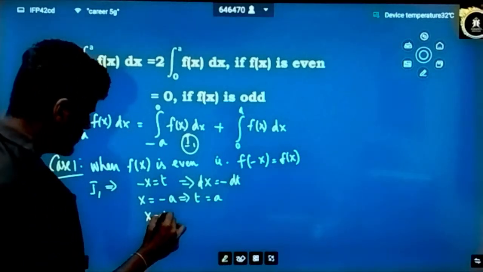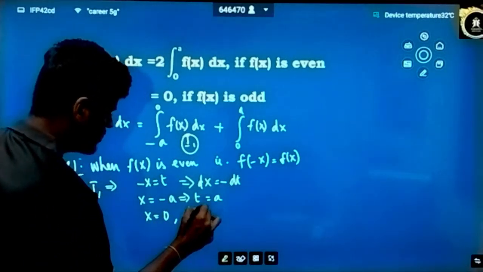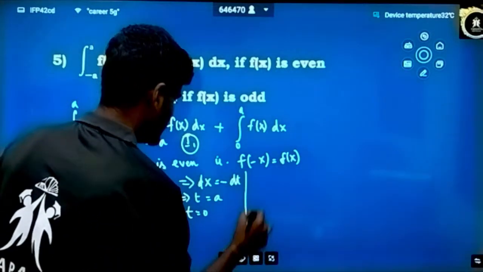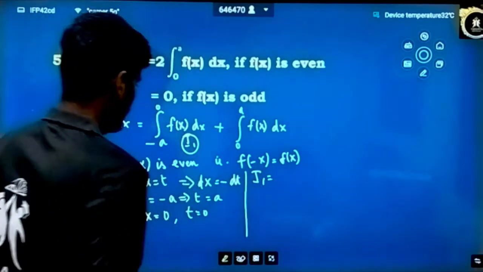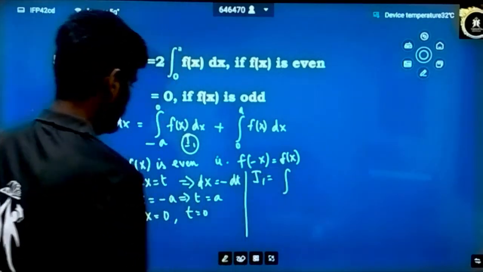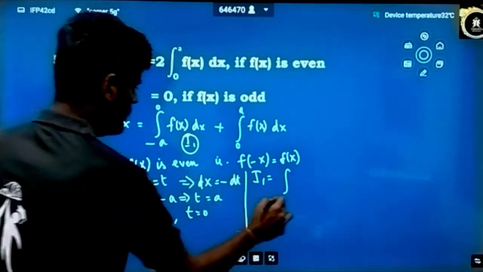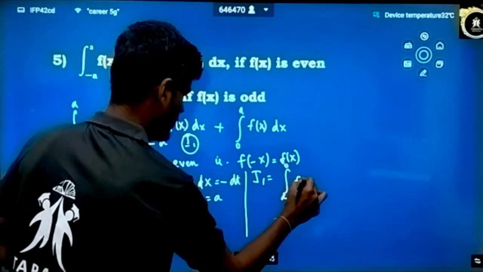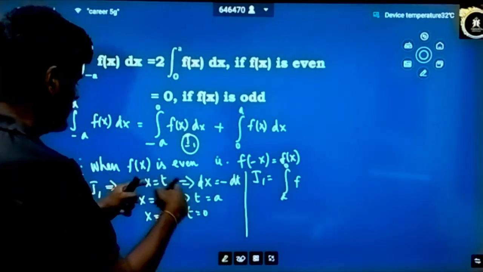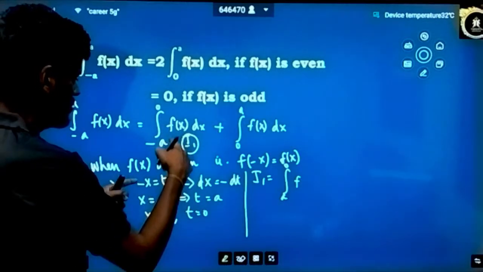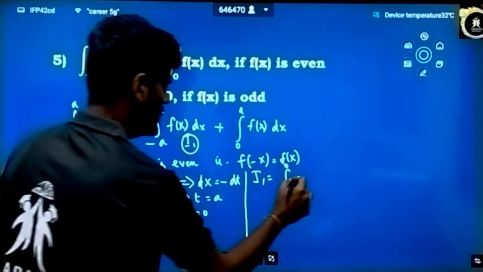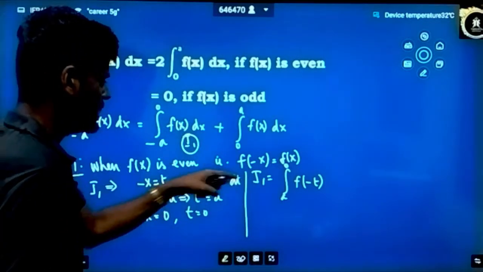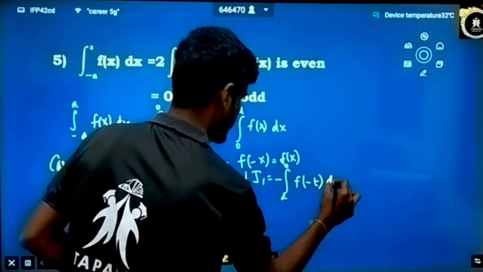And when x is equal to 0, t will be 0. That means what is the integral? This I1 will become the integral, lower limit a to 0, of f of minus t, because t is minus x, so here we get x is equal to minus t, f of minus t, and dx will be minus dt, so minus of dt.